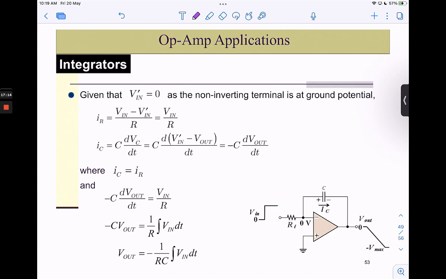This is how we do our calculation to get the V out of the integrator circuit. I'll skip this. I hope you can go through this slide.